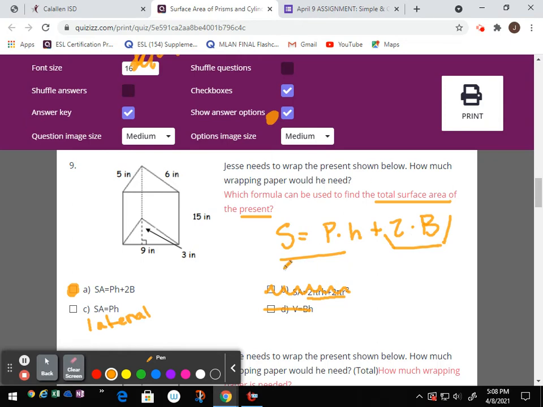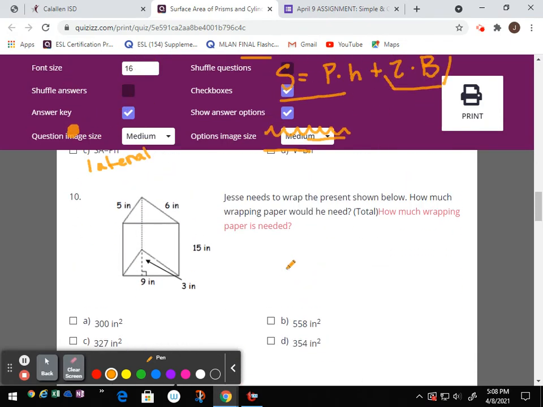Going on to question 10, same question, but now we're going to solve it. Our formula is S equals big P times H plus 2 times big B. So we're looking for P, B, H: the perimeter of the base, area of the base, and height of the 3D image. Again, we have another triangular prism. The shape of our base is a triangle. This time, the triangle just so happens to be on the bottom. If we have a base on the bottom, our second base is on top.